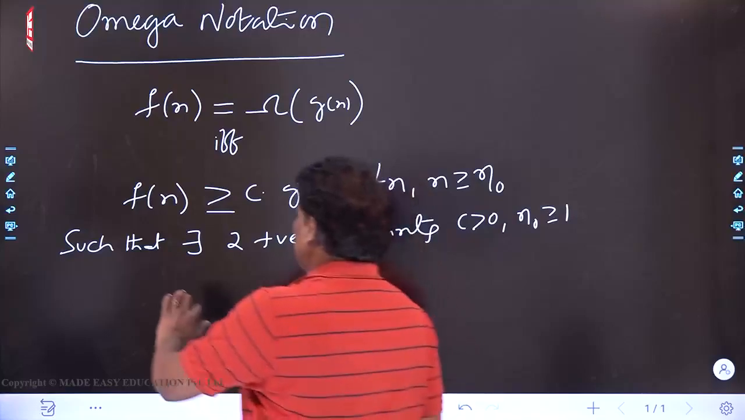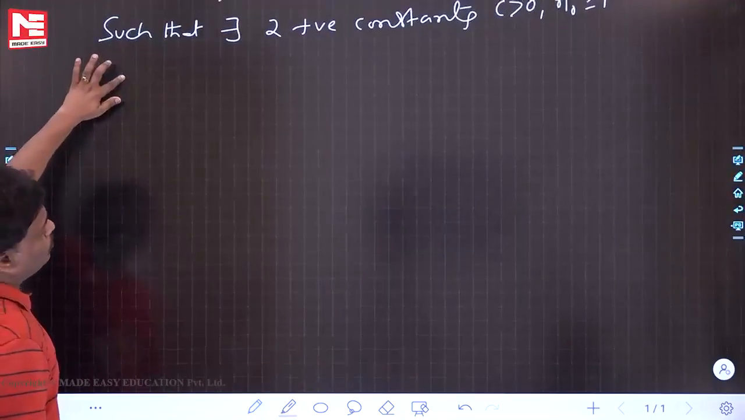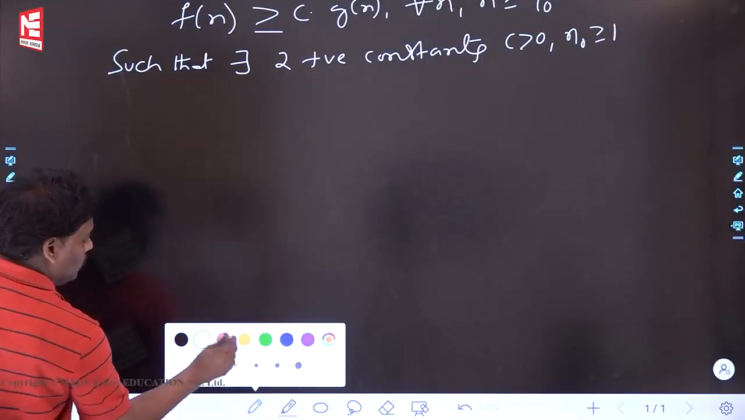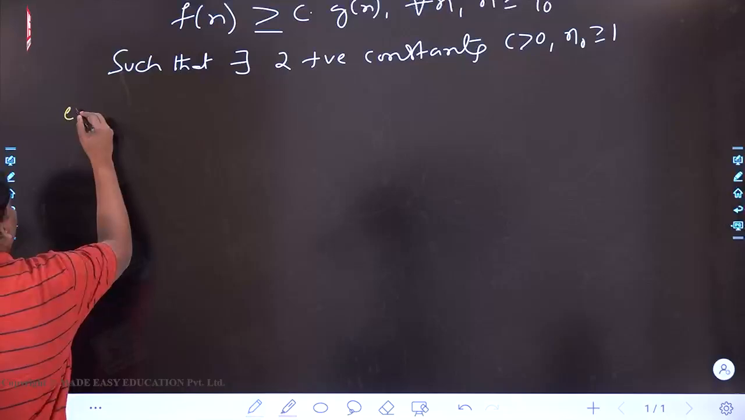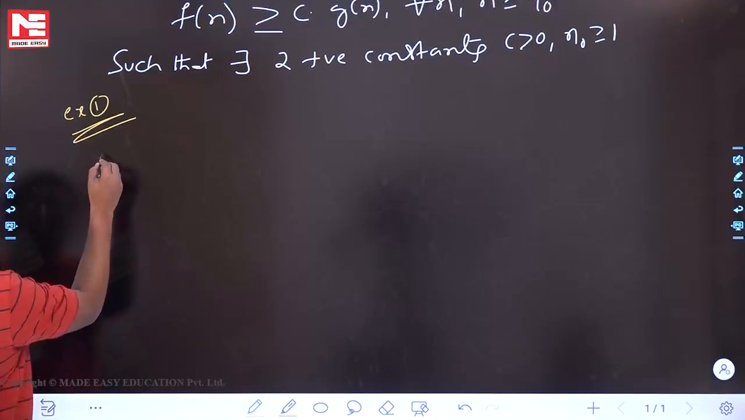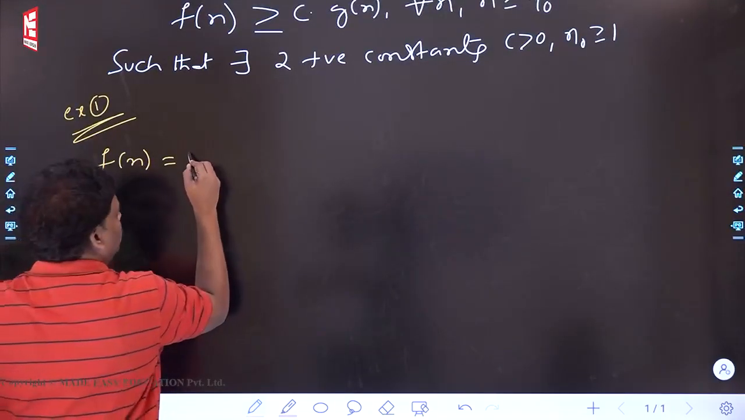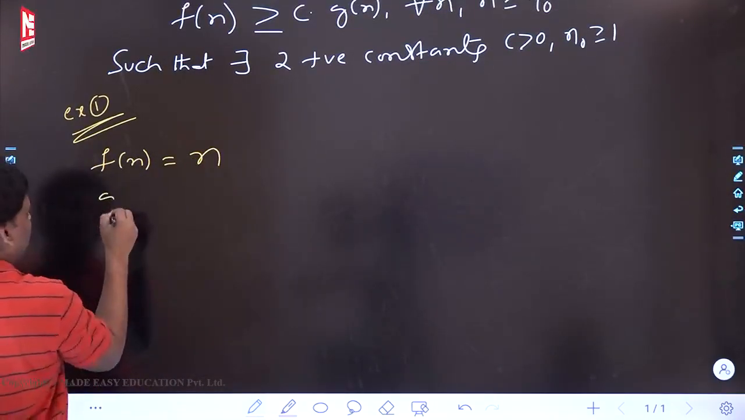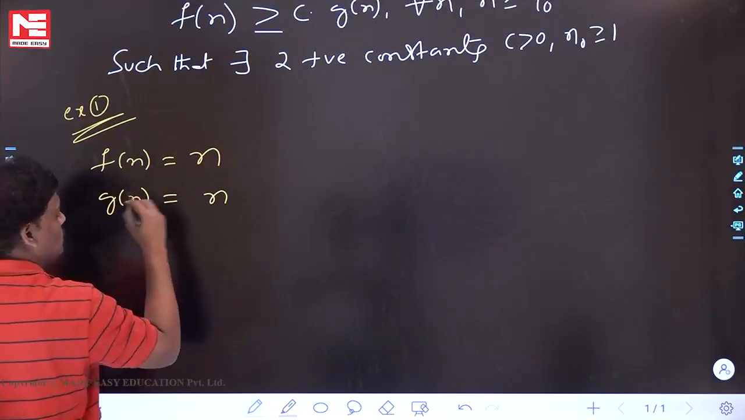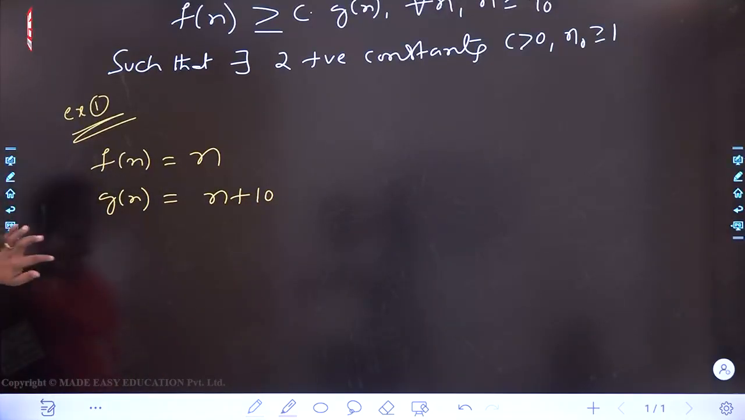Let's give examples. You are almost okay. Let's give a few examples for this. See example 1. Only for namesake I have written the definition, even though you know it very well. Let's see example 1. Assume that f of n is equal to n, and g of n is equal to n plus 10. This is the f of n and g of n given.